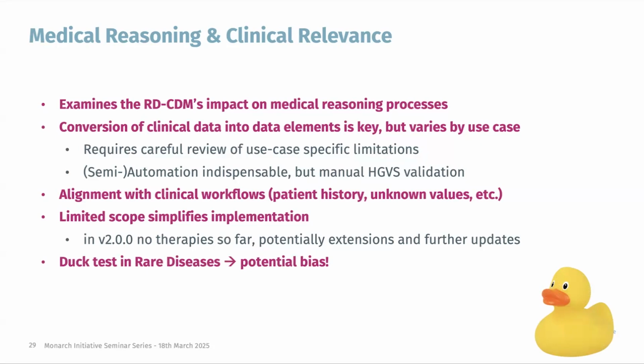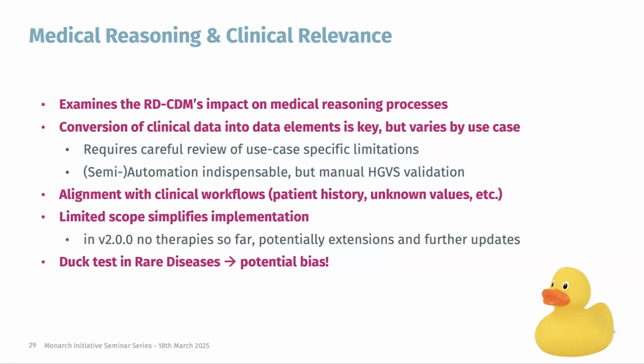And in rare diseases, some of you may know the duck test, which may also lead to a potential bias inherent in this data model. The duck test is a principle that if you look at a duck and it sounds like a duck, looks like a duck, and moves like a duck, then it may be a duck. But if you look underneath the duck and you find batteries, then you may have the wrong abstraction of what you're actually looking for. In rare diseases, it's similar: you don't look for the needle in the haystack, but for the needle in the needle stack, because you don't know what you're looking for.